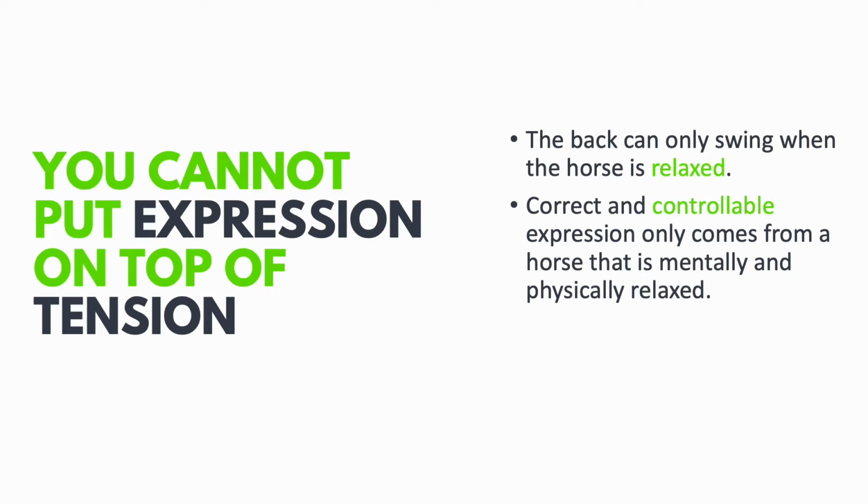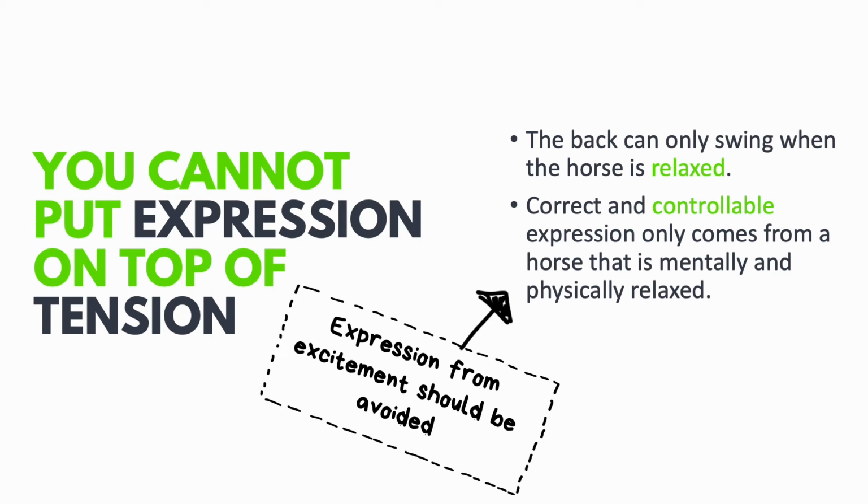Now, at this point, it's also important to note that when you are trying to create expression in the horse, expression that comes from excitement should be avoided. This is because when the horse is excited, he's not mentally relaxed. The type of expression that comes from excitement is not controllable, and therefore it should be avoided. In an ideal world, we want to create expression, but to do so in a relaxed and controllable way from a horse that is relaxed both mentally and physically.